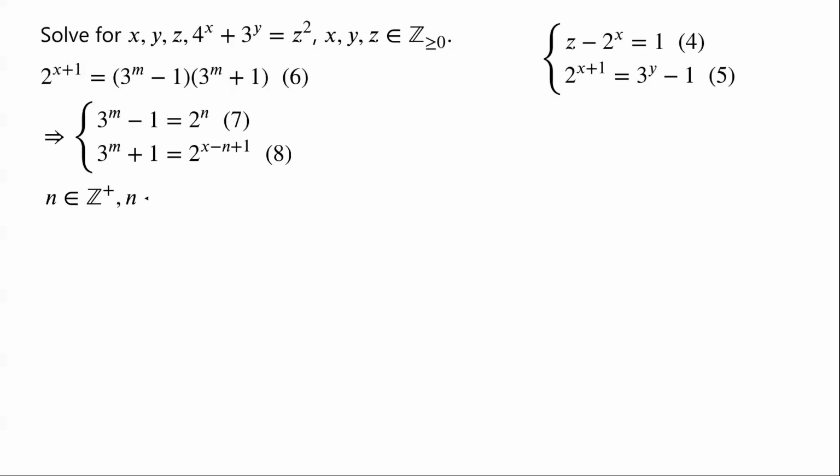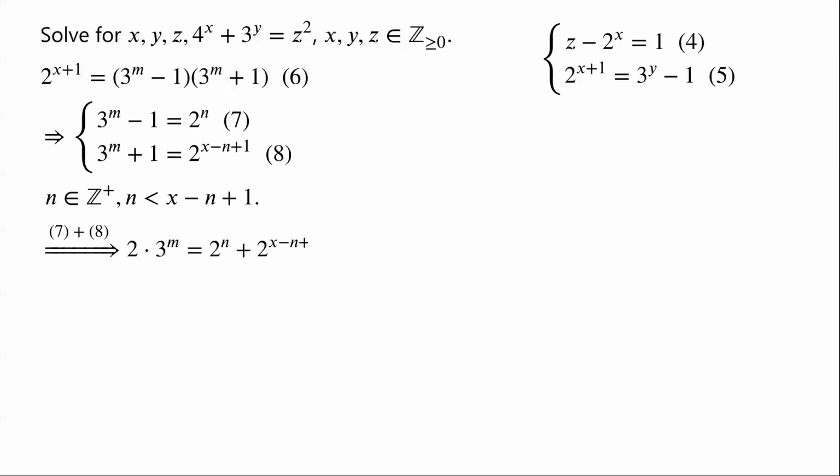So we let 3 to the power of m minus 1 equal 2 to the power of n, and 3 to the power of m plus 1 equal 2 to the power of x minus n plus 1, where n is a positive integer, and n is less than x minus n plus 1, as 3 to the power of m minus 1 is less than 3 to the power of m plus 1. Note that n cannot be equal to 0, as when n equals 0, from equation 7, we have 3 to the power of m equals 2, which has no integer solutions.